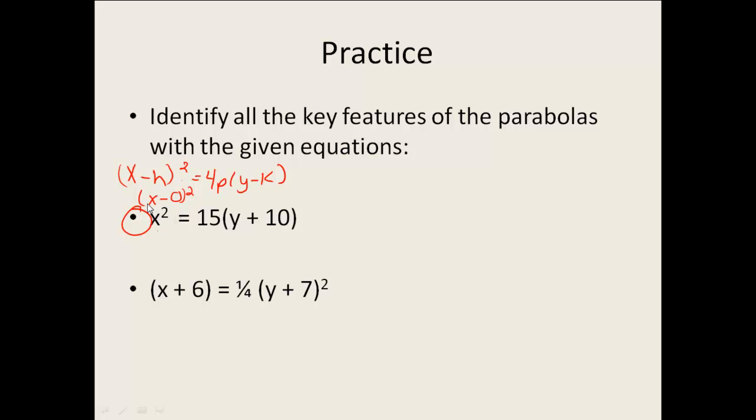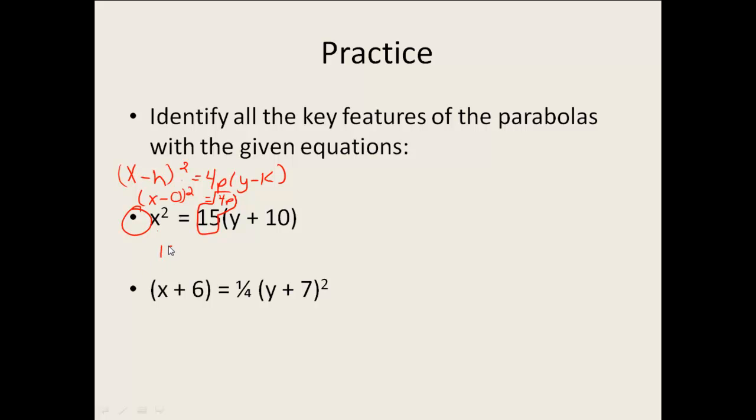Well, that would be a 0. Since there's no number over here, our h is a 0. And then equals 4p. Well, what you need to see is that 4p is represented by the 15. So what we need to do is figure out what is the value of p, because that's used to find our focus and our directrix.